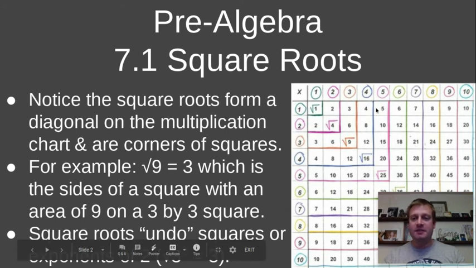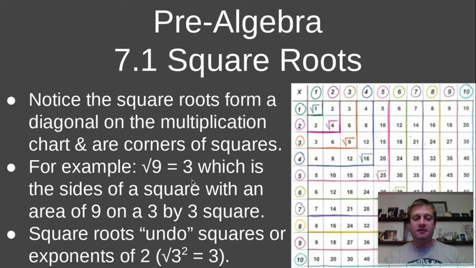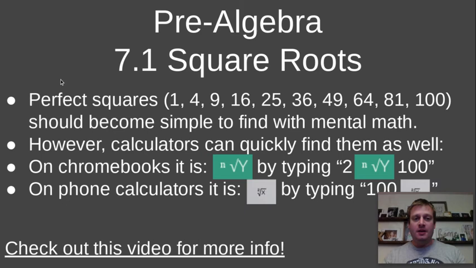Square root of 16 takes you back to the 4s that you multiplied to get the 16. Square root of 25, the answer is 5 because 5 times 5, or 5 squared, is the 25, just like explained in the example there. Perfect squares should become pretty easy to do with just mental math, and easy to memorize. However, calculators can help as well.